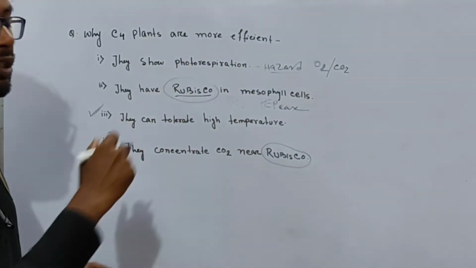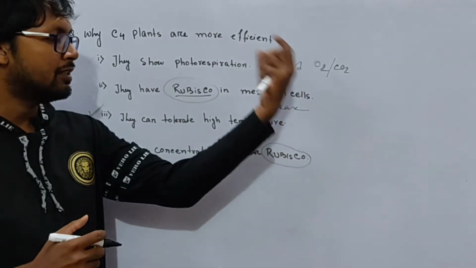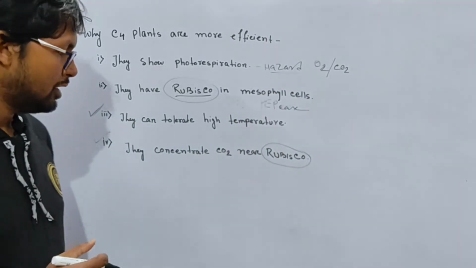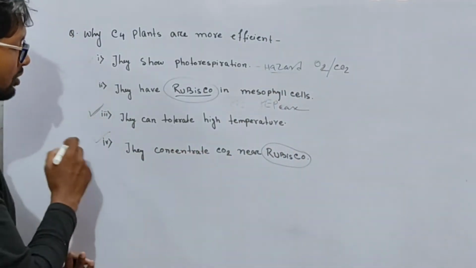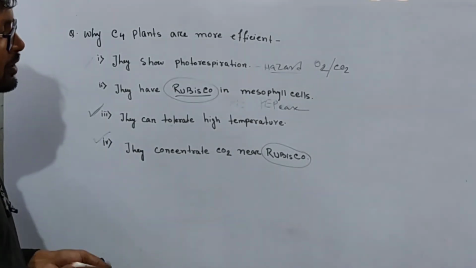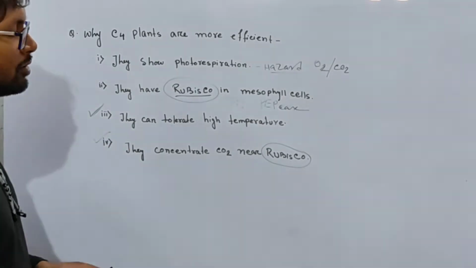Oxaloacetate is produced in mesophyll cells. From the mesophyll cells, they transfer it to the bundle sheath cells. So why? They concentrate the carbon dioxide near rubisco. This is also right. They can tolerate high temperature, and the concentration of carbon dioxide near rubisco is right.